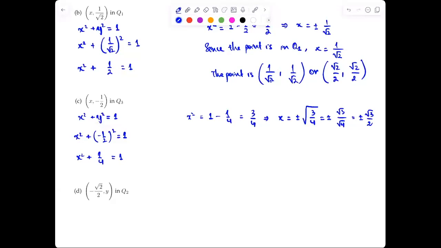All right. So now you have to choose one value. So the point is in quadrant 3. So x has to be a negative number. Okay. So since the point is in quadrant 3, you have that x is equal to negative root 3 over 2. So the point is negative root 3 over 2, comma, negative 1/2.